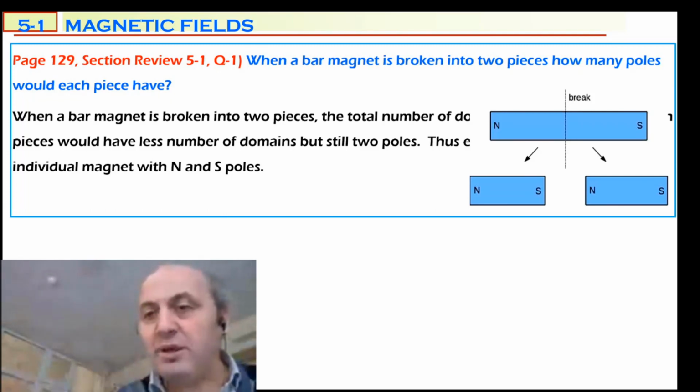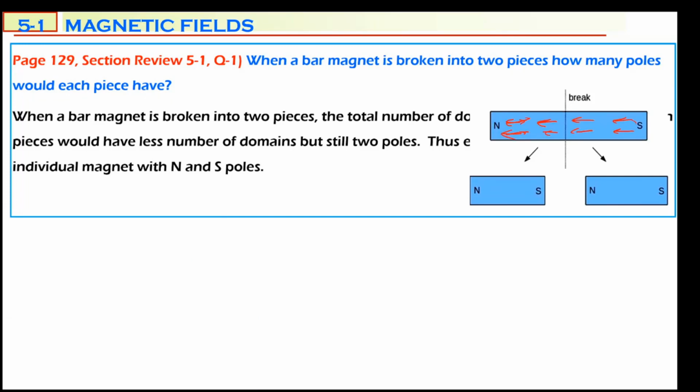Okay, remember there are domains. In fact, the N pole and S pole exist because of the domains, because every atom has an N pole and S pole. Every domain has an N pole and S pole. That's why every magnet has an N pole and S pole. When you break this magnet into two, it doesn't make a difference because there are still domains, and every domain again has an N pole and S pole. That's why no matter how many times you break a magnet into pieces, each piece will have an N pole and an S pole.